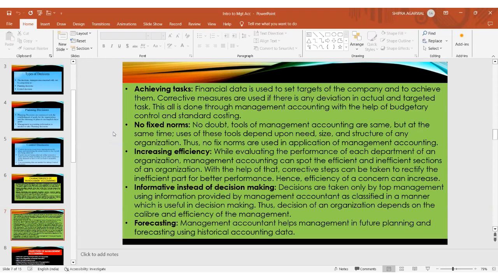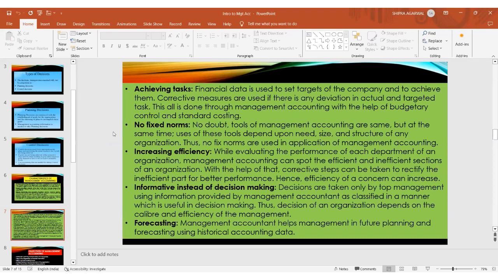Then next is achieving tasks. See, financial data is used to set the goals, to set the targets of the organization and to achieve them, right? But we need corrective measures if in case there is any deviation between the actual and the target that is to be achieved. And all this work of calculating the deviations, then looking for the root cause, then taking the corrective action, all these things are being taken care of in management accounting, and that is done with the help of budgetary control, standard costing, and various other techniques.